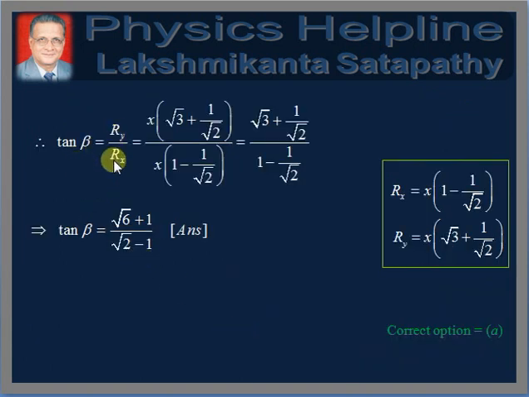Therefore, tan beta is equal to Ry by Rx. For reference, we have put the values of Ry and Rx. Ry is x into (root 3 plus 1 by root 2). That is what we have put here. And Rx is equal to x into (1 minus 1 by root 2). That is what we have put in the denominator. Now, x getting cancelled from numerator and denominator, we get (root 3 plus 1 by root 2) divided by (1 minus 1 by root 2).